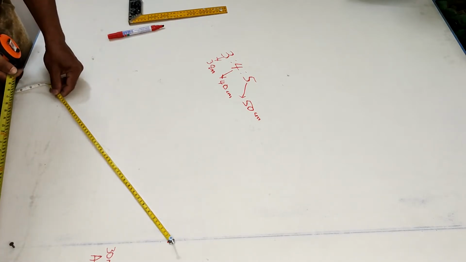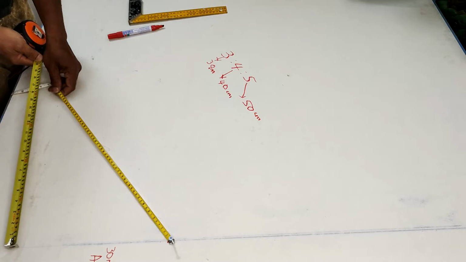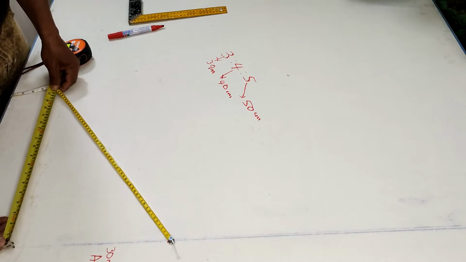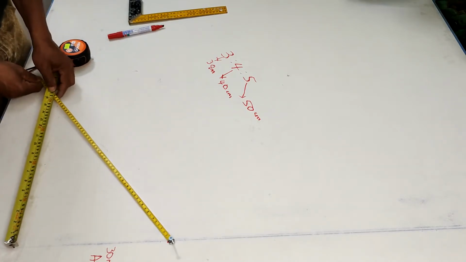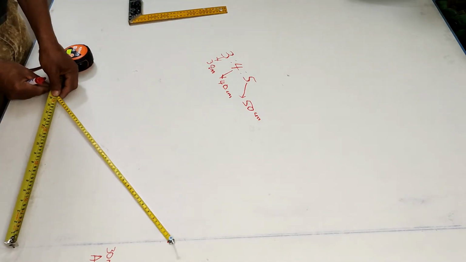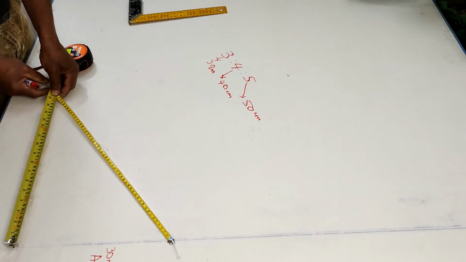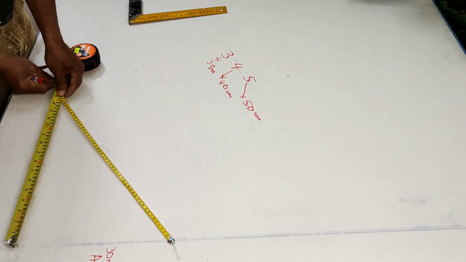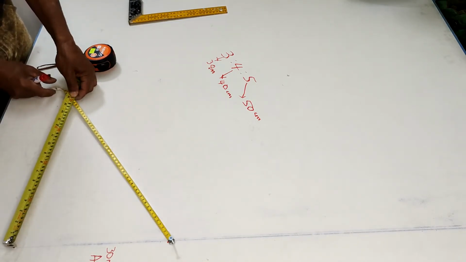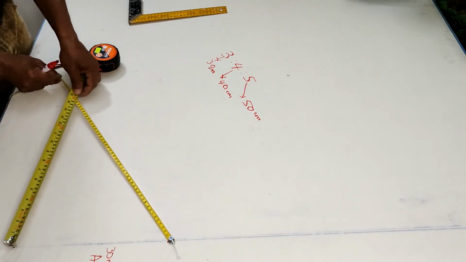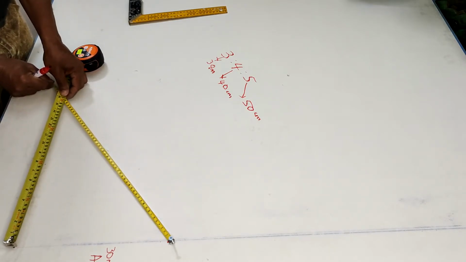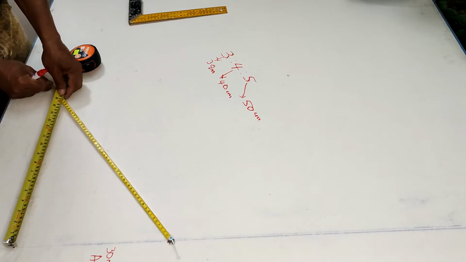Where 50 and 40 meet, where they join, will be my point. You see, this is 50 here, this is 40 here. So I keep balancing it. If I go like this, this line will be less, and this one will be less. So I keep balancing the two until 50 and 40 intersect. When they meet together, that will be my point.